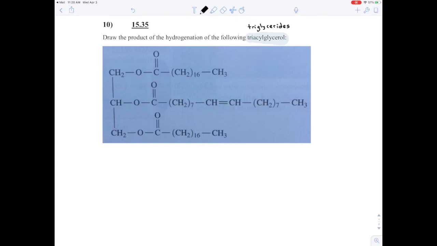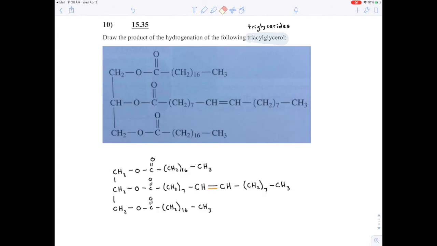So they're just asking you to draw the product of this. Now the first step is just redraw the molecule. This molecule looks big and scary, but almost all of it is going to stay exactly the same. So first, redraw the molecule. I'm going to draw it really fast. There we go. And so in this, all the black that I drew is going to stay exactly the same. The only thing that's going to change is what's in yellow.